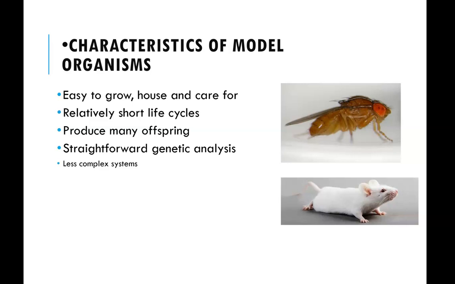So mice are also small. Fruit flies, another common model organism, are very small. And food is cheap for them. They're easy to feed. They're easy to care for.